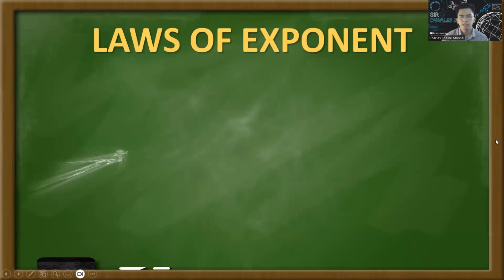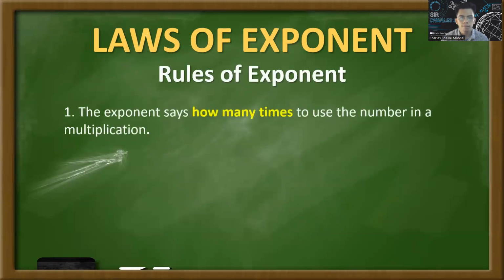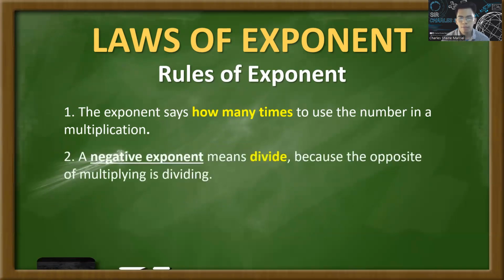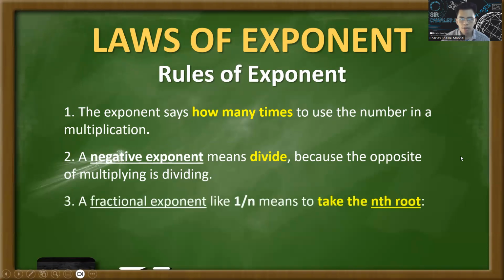Okay? Now, let's proceed to the laws of exponent. So the rules of exponent, okay? The exponent says how many times to use the number in a multiplication. Next, kapag meron tayong nakitang negative exponent, ibig sabihin i-divide natin. Okay? Because yung opposite lang naman ng multiplication is division. So, ibig sabihin kapag may nakita tayong negative exponent, i-divide natin yung number kung ano yung negative exponent. Okay? Mamaya, bibigyan ko kayo ng example.